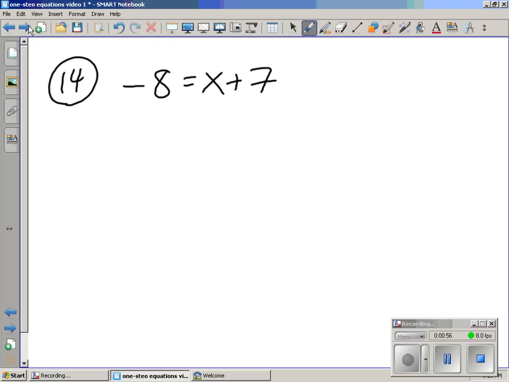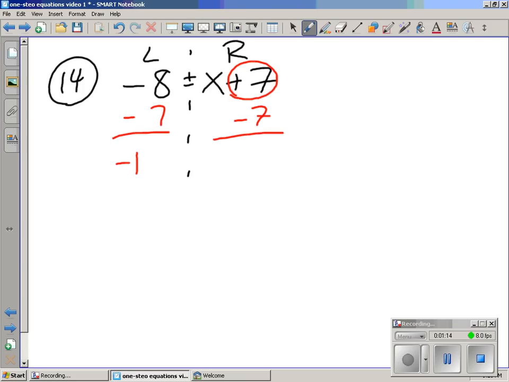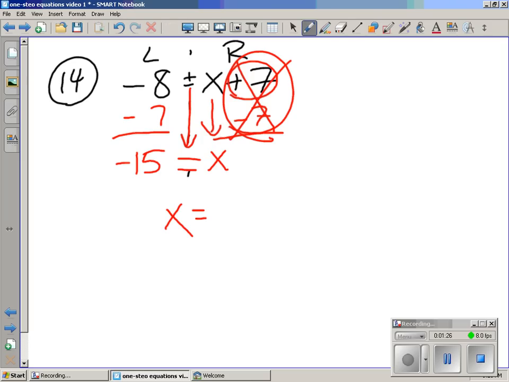Number 14. The x is on the right side, and the problem number that is keeping the x from being alone is the 7. The x and the 7 are separated by addition. The inverse operation is subtraction. So we subtract 7 from each side, and we get -15 is equal to x. This is a 0 pair, so we don't even need to bother writing +0 because x plus 0 is just x. So x equals -15.